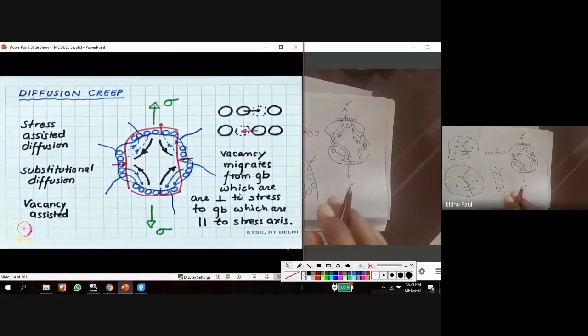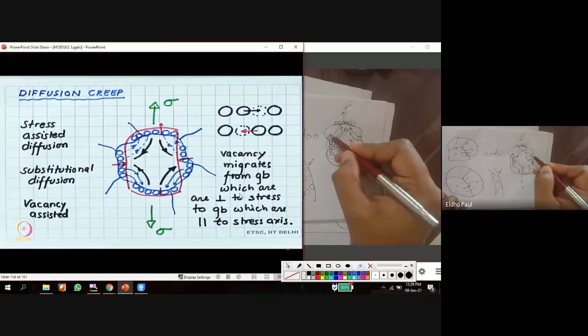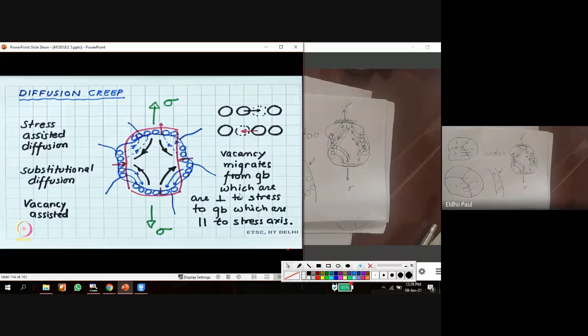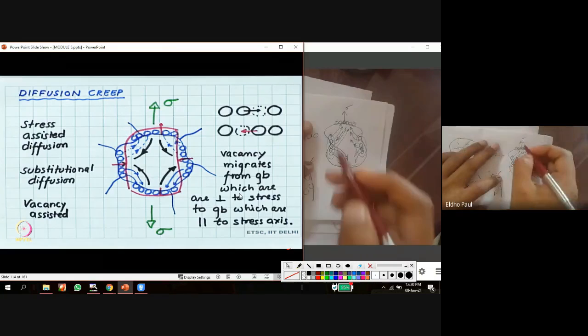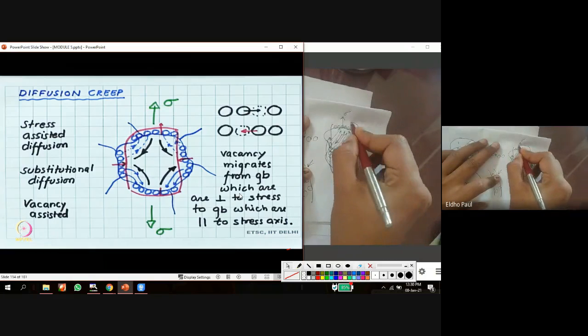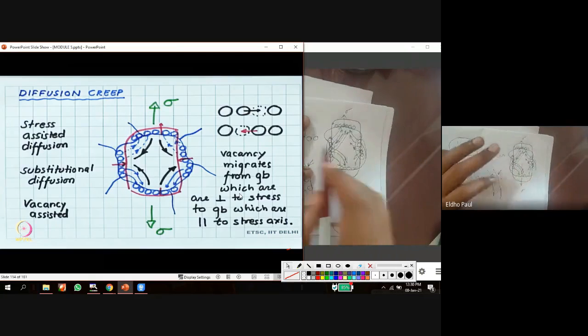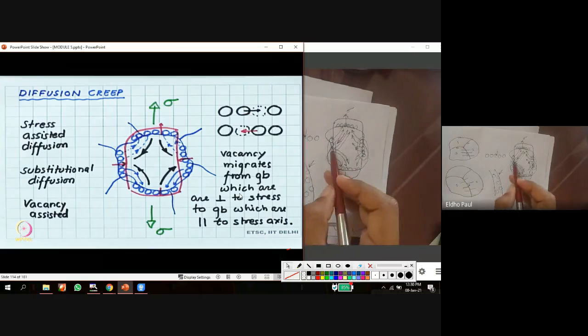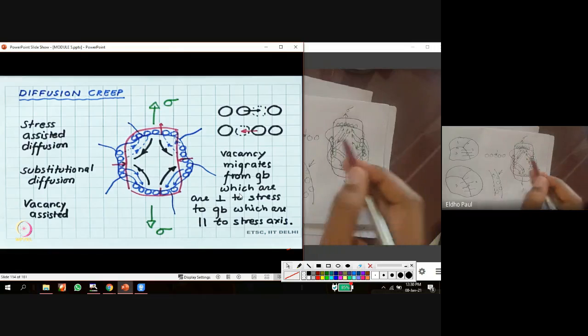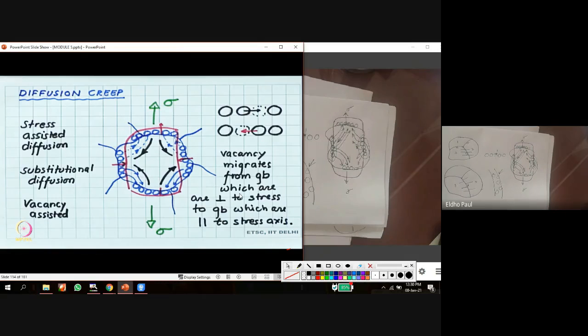So by this diffusion, what happened? The atoms in this position move to this position. Finally, this will be the shape after such type of diffusion. The length will increase and the diameter will decrease, because atoms in this diameter area have moved to this area. So the length is increased and the diameter is decreased. Such type of diffusion is another mechanism for creep deformation.